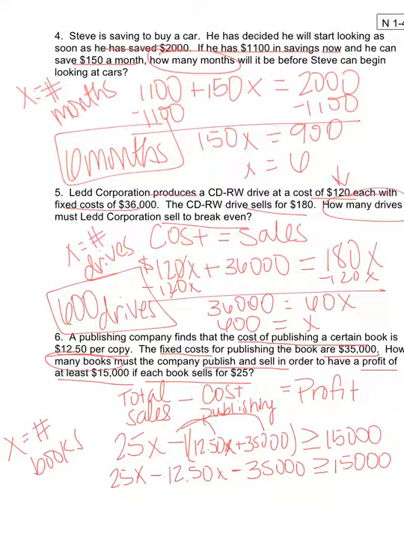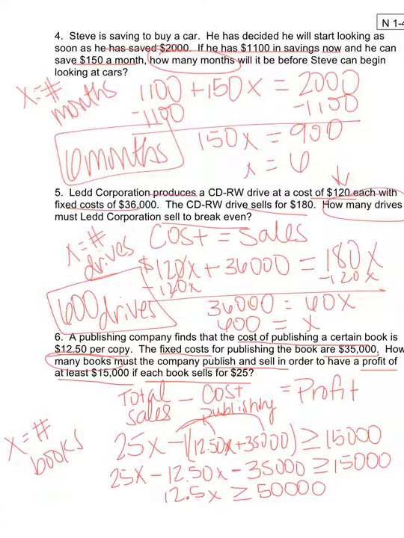Okay, so now I'm going to combine like terms. So I'm going to combine the x's. So that would be 12.5x, because you're subtracting 12.50 from 25. And then I'm going to go ahead and add that 35,000 over to the 15,000. So when I add that 35,000 over, that's going to give me a total of 50,000 on that right side.